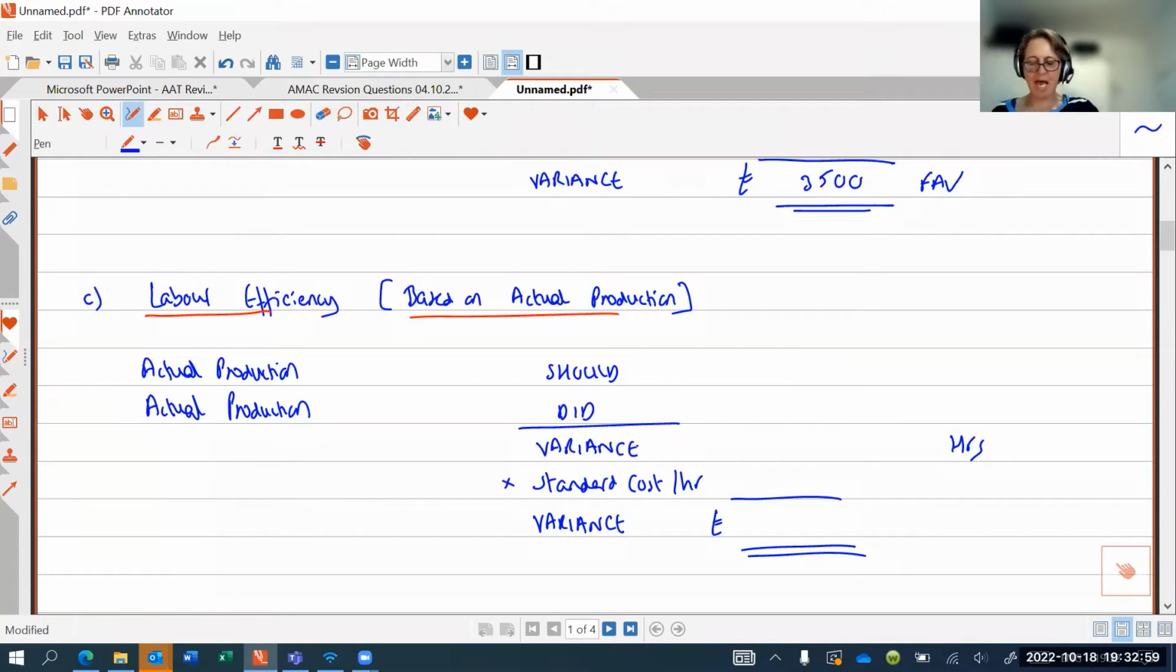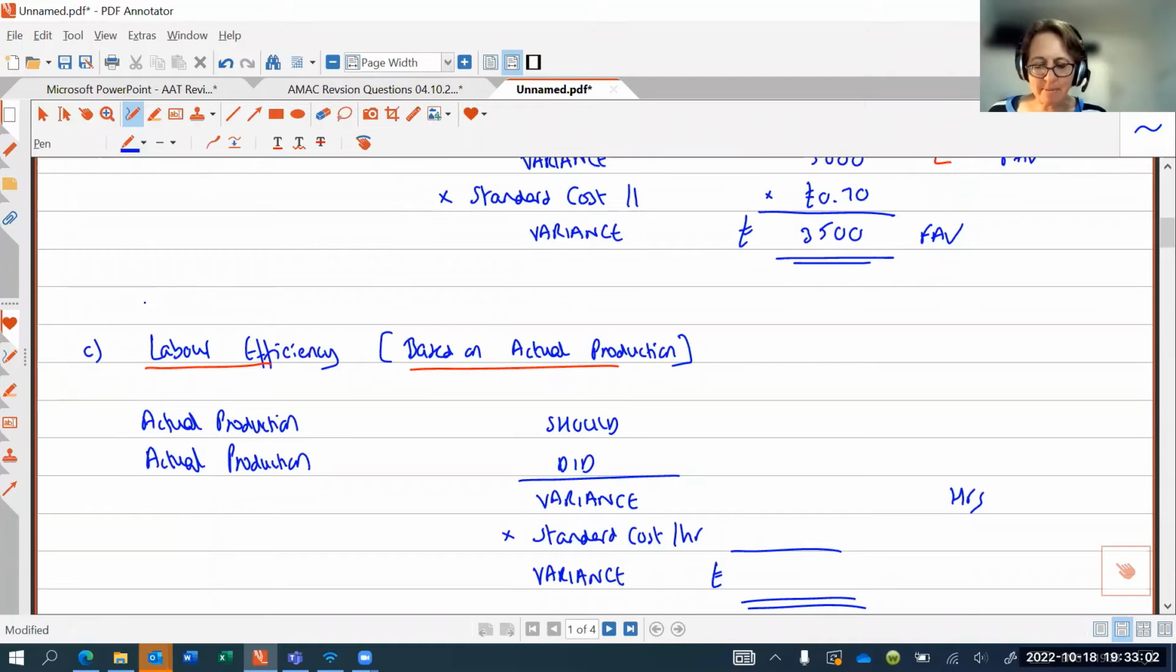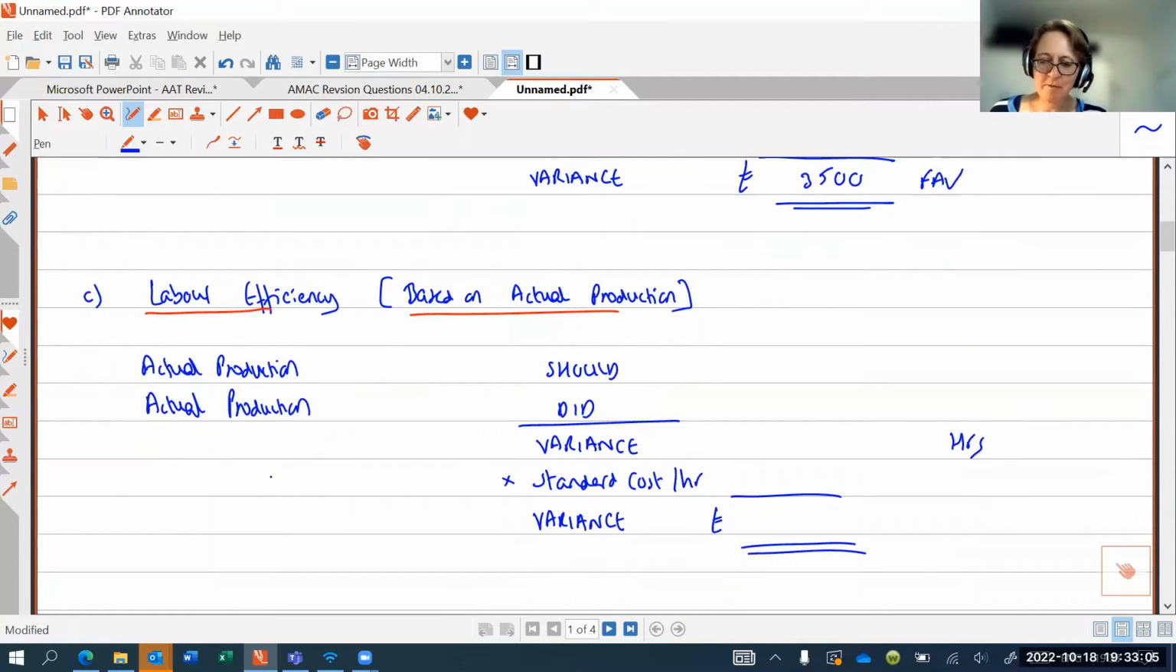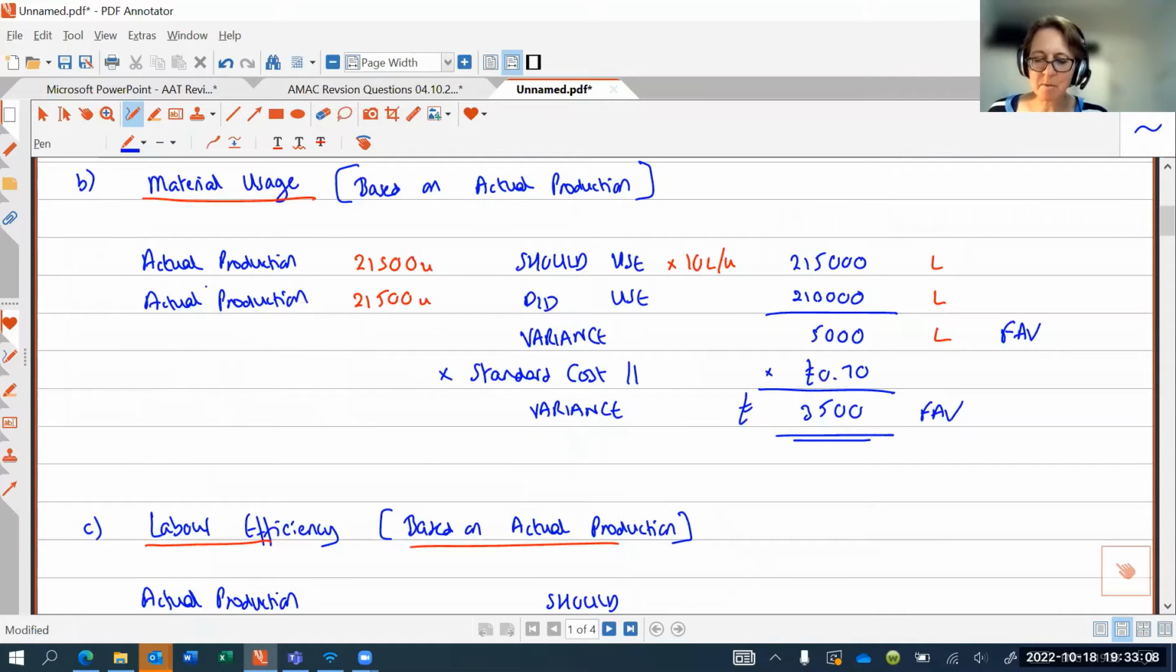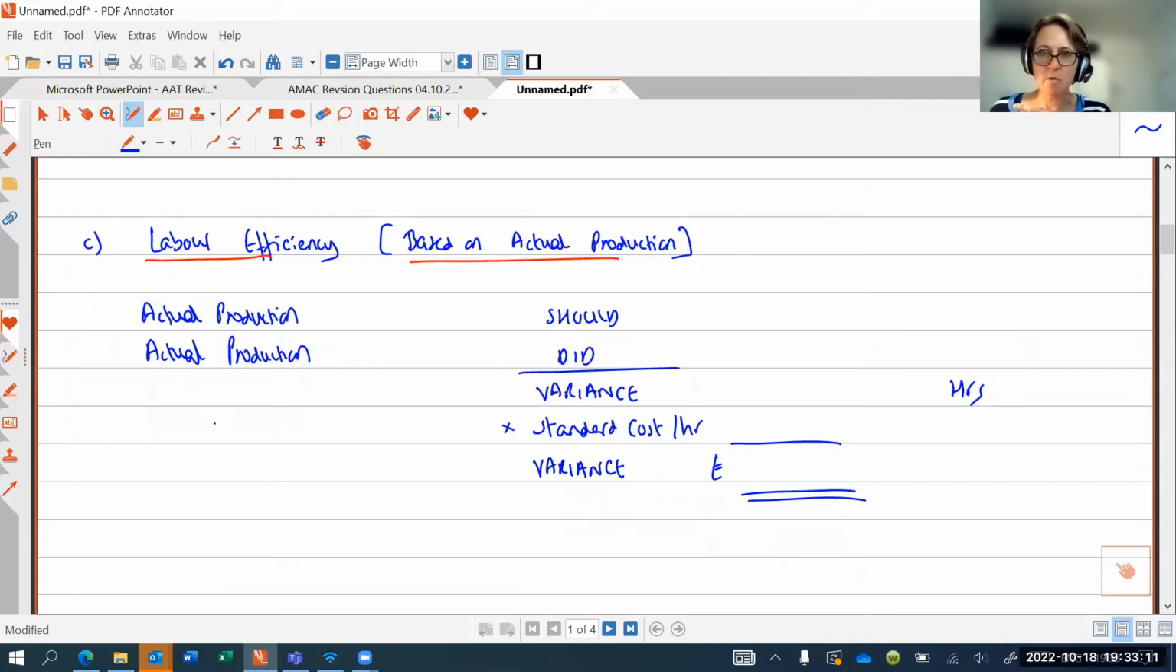So actual production should, actual production did. Now, when we talk about labour, labour are people, labour are staff. When we talked about materials, we said we should use and we did use. It's not really politically correct to use the word use when we're talking about people. We don't want to think that we use our staff. It's just not nice, is it? So we just change the word and we say actual production should take. How long should it take us to produce those units? And actual production did take. How long did it take us to produce those units? We get our variance in hours. But apart from changing that one word from use to take and using the word hour instead of litres, that is the same variance.